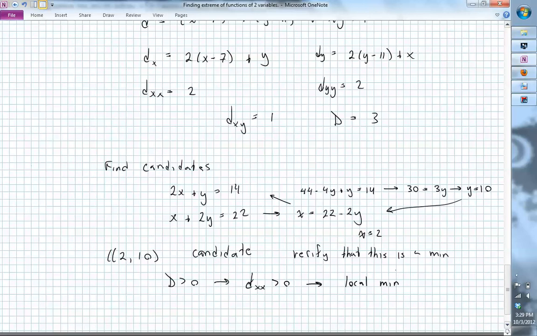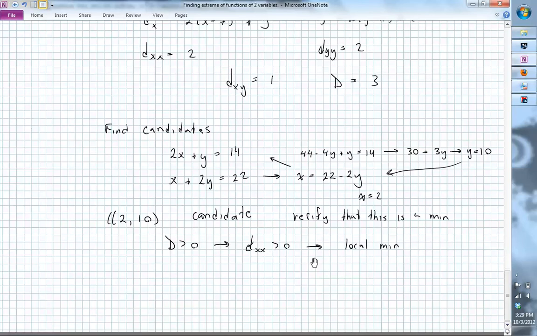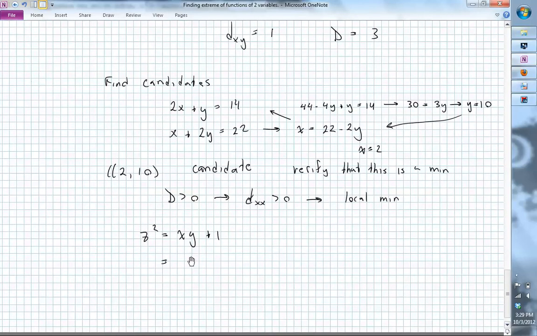So don't forget to answer the question. The question is, which points on the surface minimize the distance to (7, 11, 0)? What we found are the x and the y coordinates of the point on the surface that minimize that distance. To answer the question, you now have to go find the z coordinate. So we know that z squared is equal to x times y plus 1. x times y is 20, so 21. So z is actually plus or minus root 21. So you get two answers: (2, 10, root 21) and (2, 10, negative root 21).